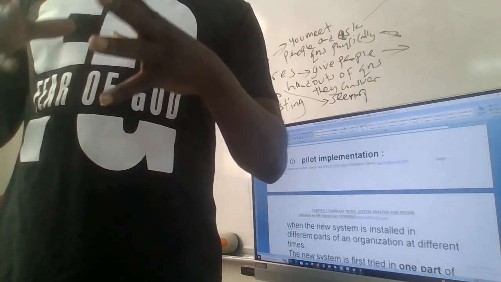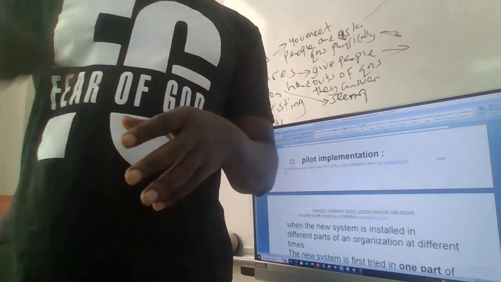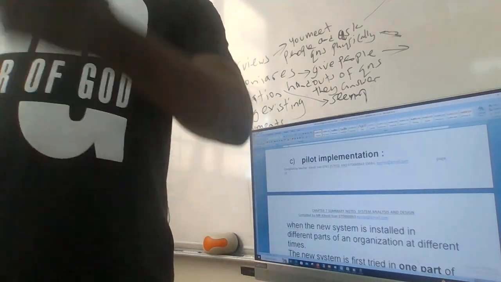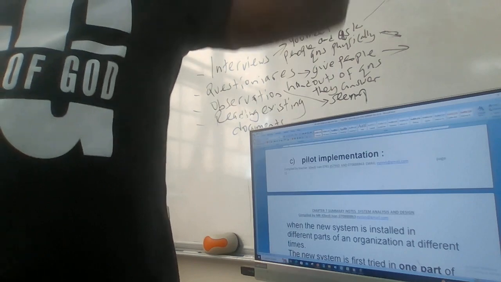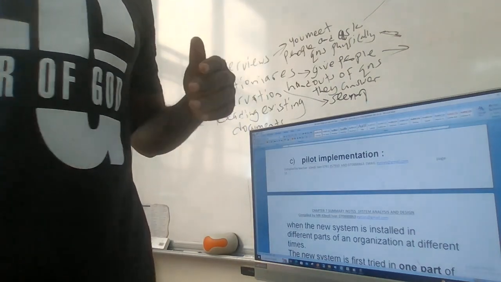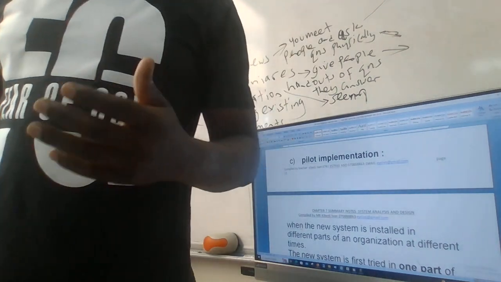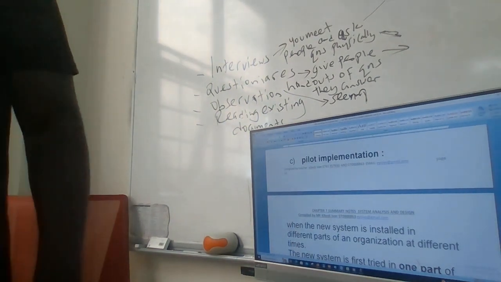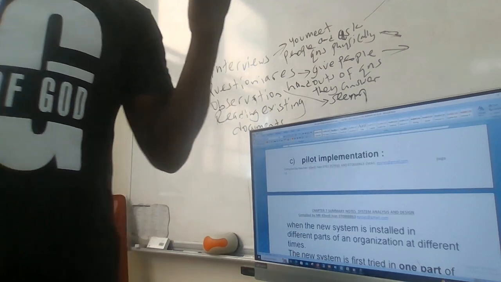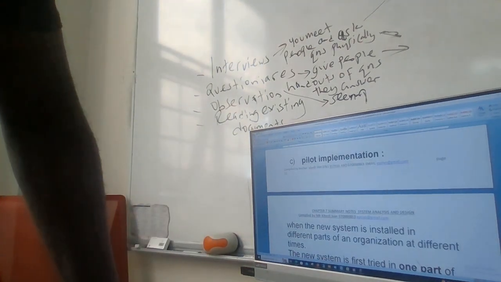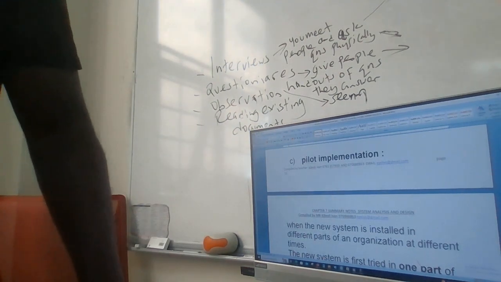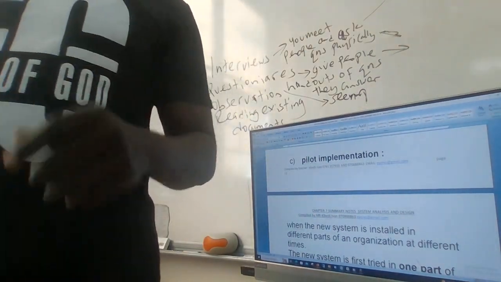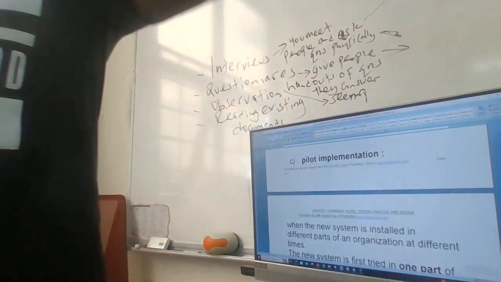This time it's not in bits. It's a full system, but you're putting it in different places at different times. For example, in one office today, in another office tomorrow, another office the other day. Different places at different times. Is it okay? Now the advantages and disadvantages for pilot are the same as phase. There's no difference. So if you know them for phase, you can just note down that it has the same advantages and disadvantages.